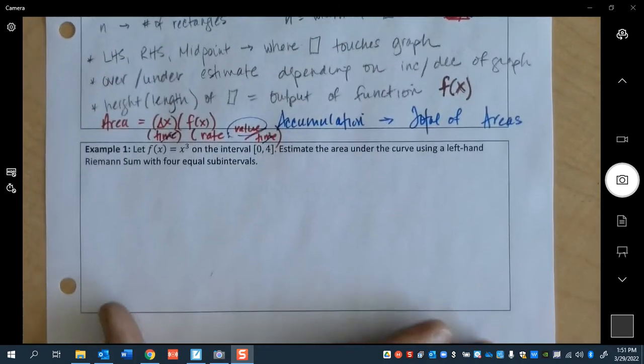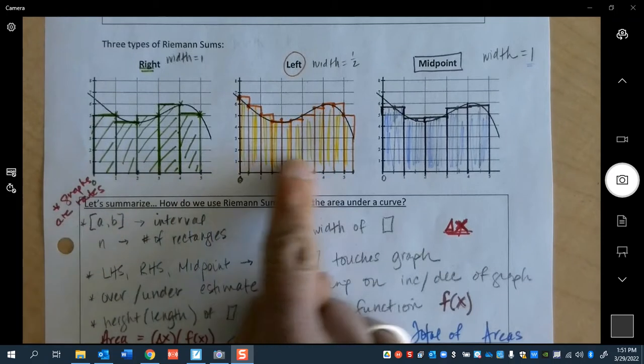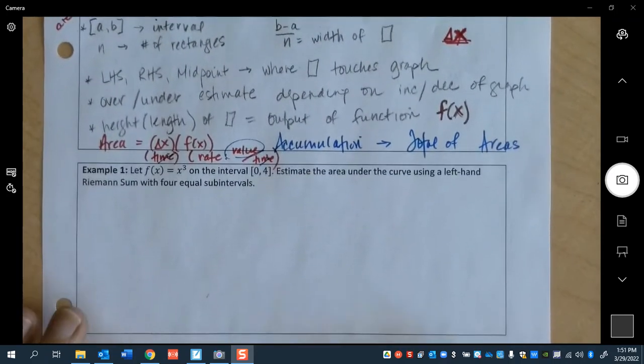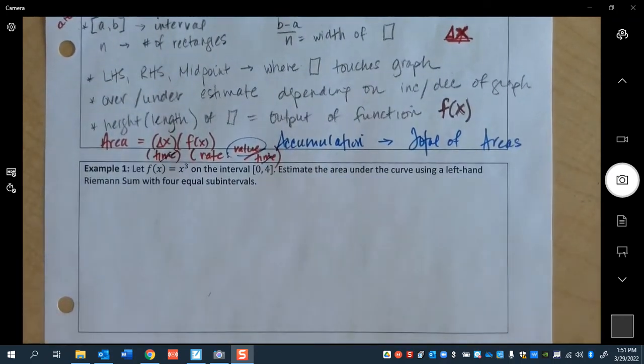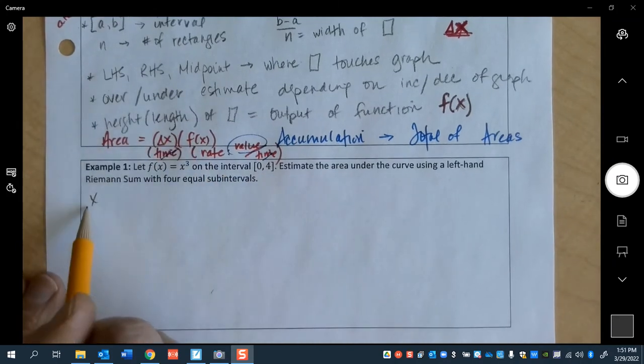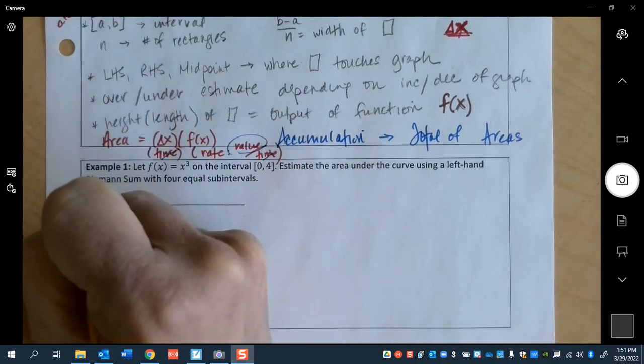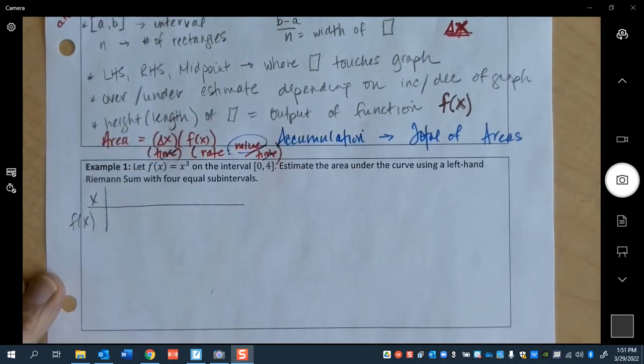All right, so when we look at example 1, we have this graph f of x on the interval 0 to 4, estimate the area under the curve. So far, we've done it all when we've been given a graph. But what we can understand is we can make a table where we can talk about our input value, and we can talk about the output value from that.